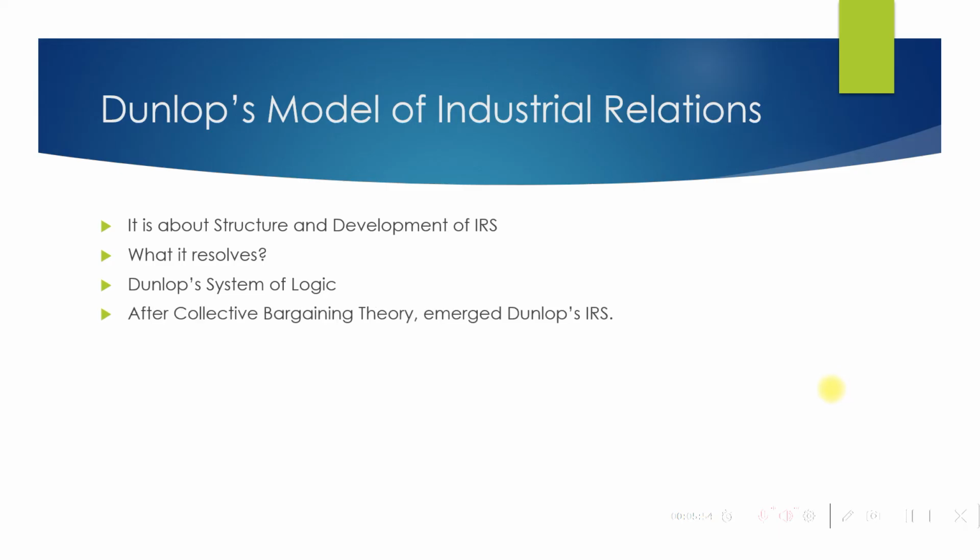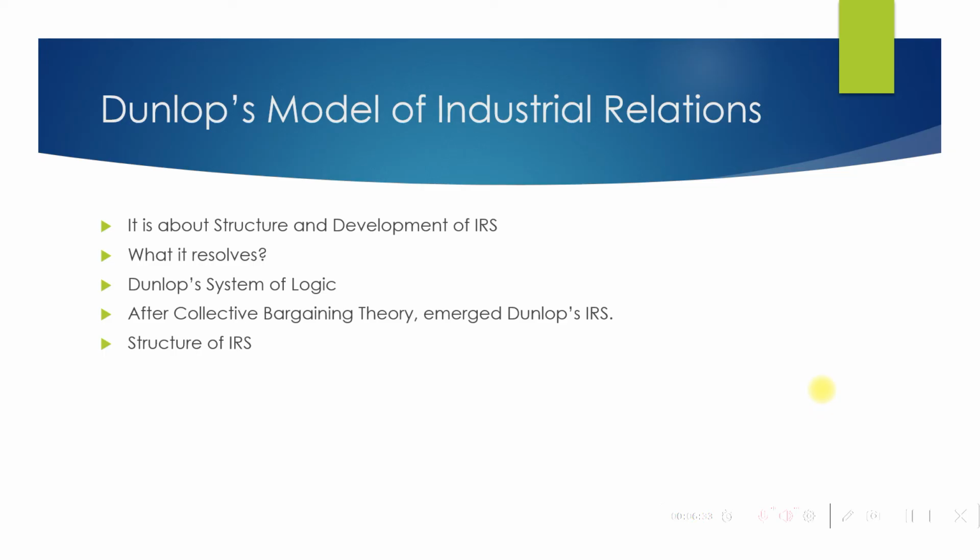Before that, we have to understand that collective bargaining theory, which builds the relationship between the three parties, labor, management, and government, emerged before Dunlop's IRS. So Dunlop's IRS came after the collective bargaining theory. Getting back to the system of logic, we will try to define the structure of IRS based on Dunlop's system of logic. Previously, labor management conflicts and the resultant collective bargaining at the heart of industrial relations left a good deal to chance and illogical emotions of conflict.